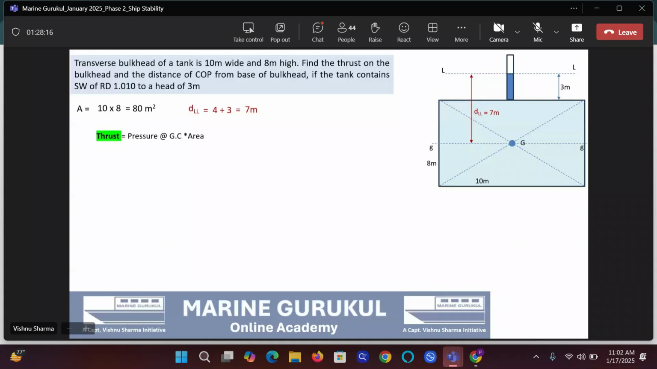Calculate the thrust and give me the answer in tons. 565.6.